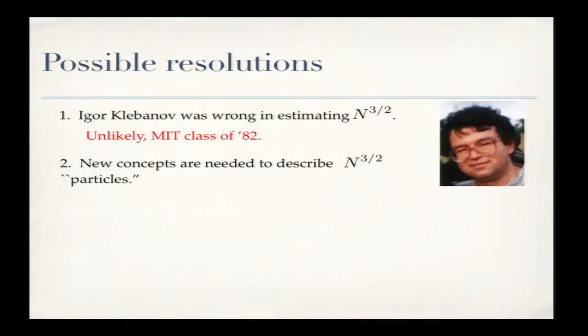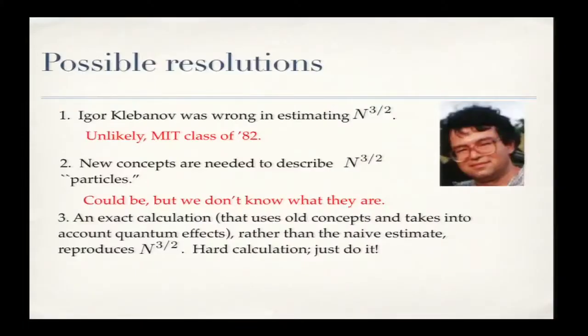Well, another possible resolution: there could be new concepts needed, as I was just talking about two slides ago. So there could be new concepts that describe N to the 3/2 particles. That could be. I'm not going to rule it out, but we don't know what these concepts are. So the third possible resolution is, let's just work with what we have. Let's just work with the old concepts like matrices and strings, and if we can do a calculation that takes into account all the quantum interactions of these strings, then maybe we'd be able to see N to the 3/2.